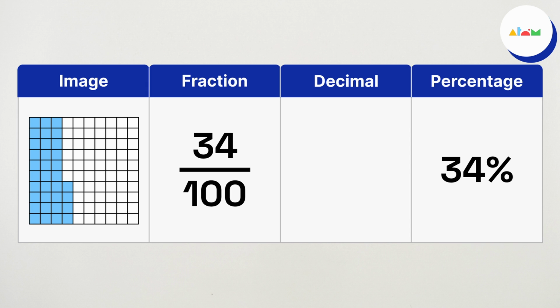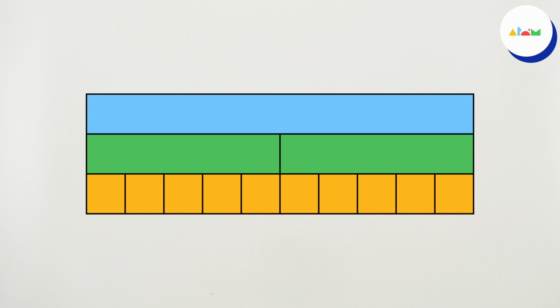It is 34 out of 100, so 34 is the numerator at the top and 100 is the denominator at the bottom. The fraction is 34 hundredths, and we can write this as a decimal, 0.34. We have written 34 parts out of 100 as a fraction, decimal, and a percentage. We can also use a bar model to convert percentages and fractions.